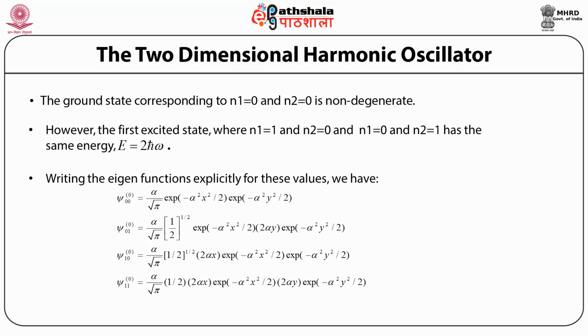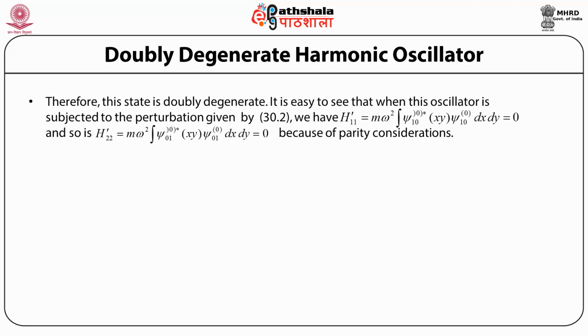Similarly, when n1 equals 1 and n2 equals 1, then psi 0 is given by (alpha by square root of pi) into 1 by 2 into 2 alpha x into exponential minus alpha square x square by 2 into 2 alpha y into exponential minus alpha square y square by 2. Therefore, this state is doubly degenerate.